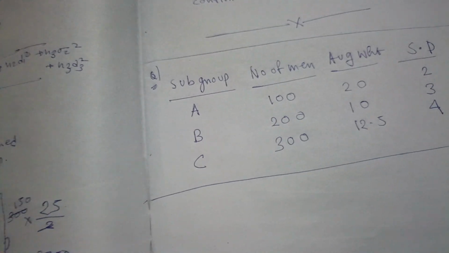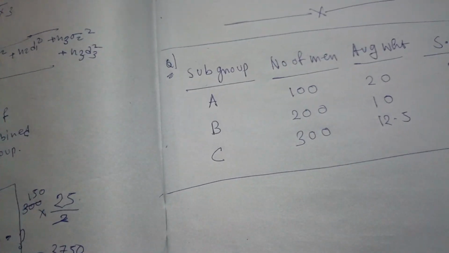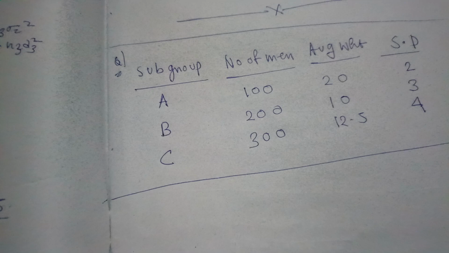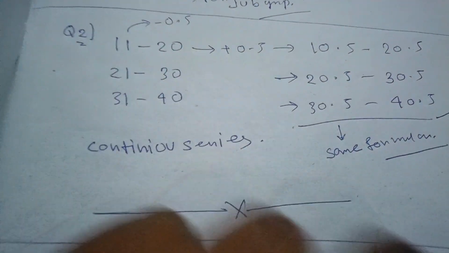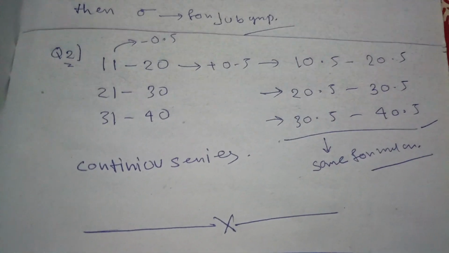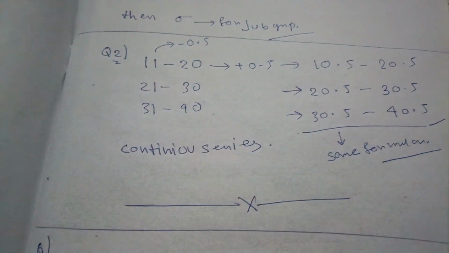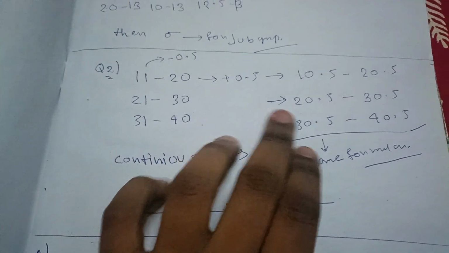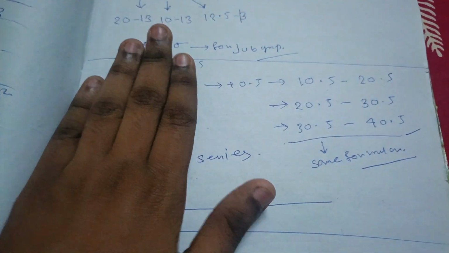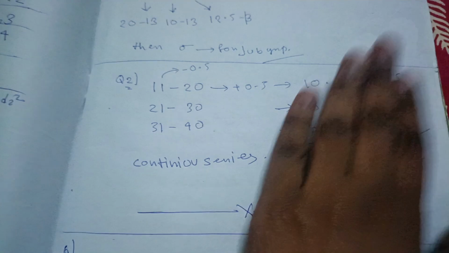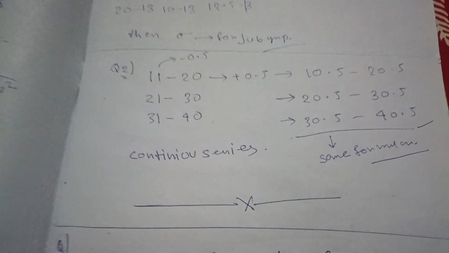Okay, before continuing this, in the previous video I told you about discrete groups, or discrete series. If it is a non-continuous series, as we have seen in the previous range problem, we just have to subtract and add 0.5 to get the same ranges. Since it is non-continuous, we first make it continuous, then solve just like we solved the previous one. Okay, so I hope it is clear.